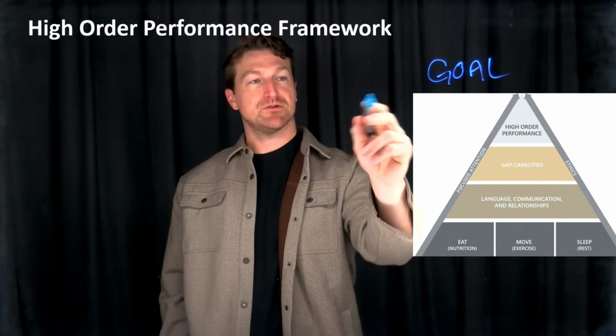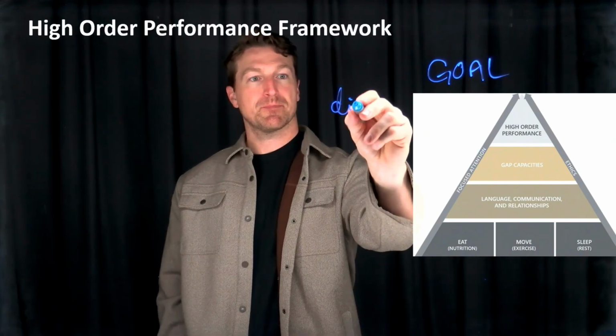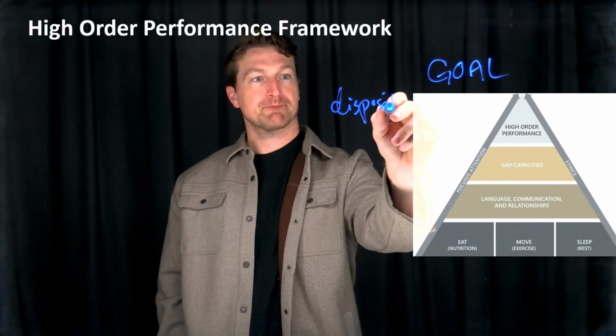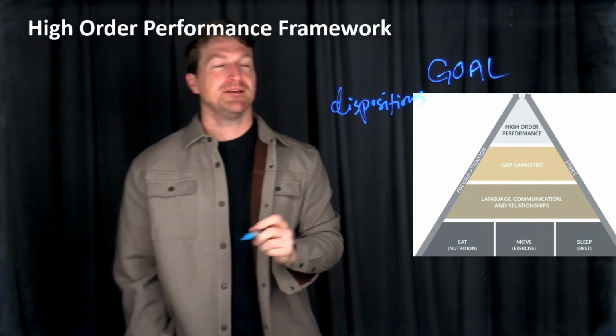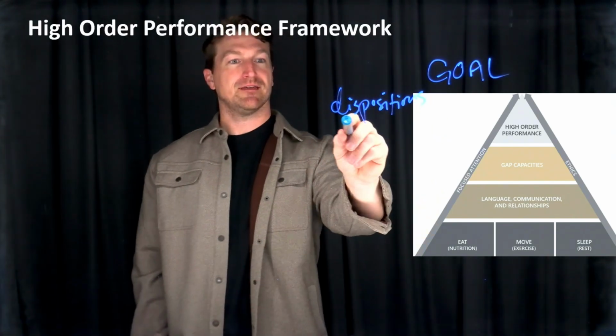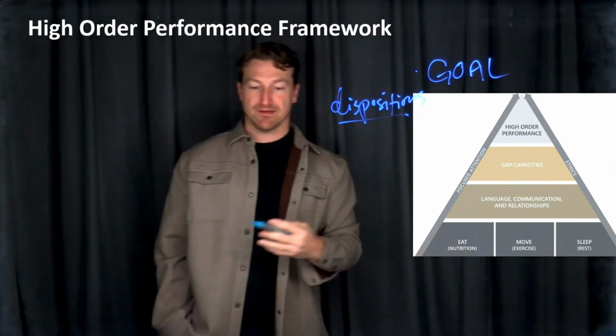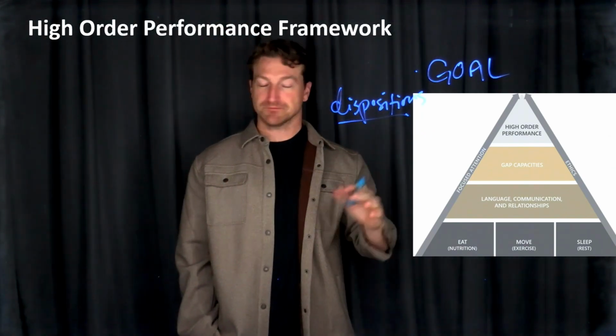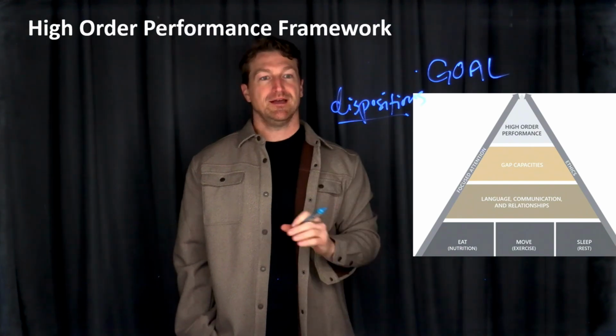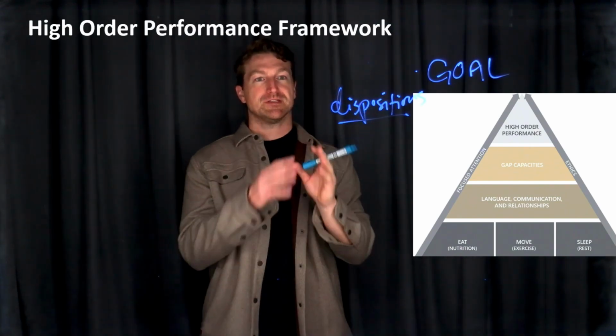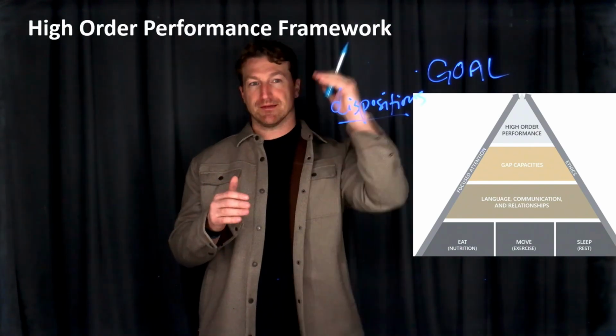The next task is to envision what are the dispositions. I'm going to try to write legibly. What are some of the dispositions it's going to take to bring that goal to life? Here's an example. If you want to be a Super Bowl champion football coach, fair enough. There's your explicit outcome-based goal. But what are some of the dispositions it would require to get to that level?